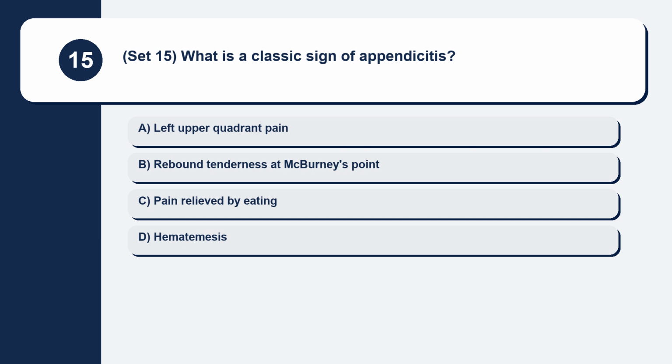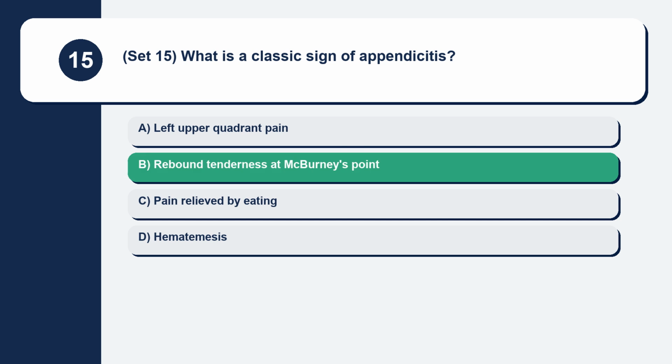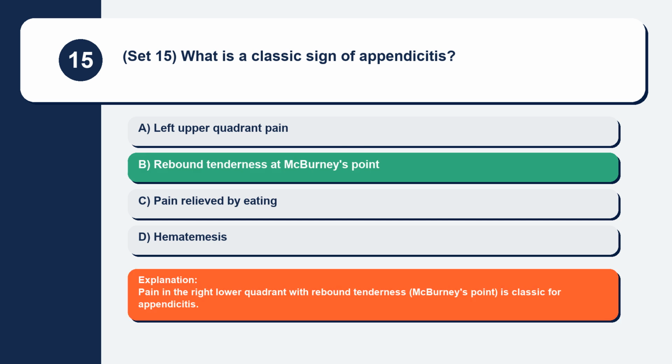Question 15. Set 15. What is a classic sign of appendicitis? Left upper quadrant pain, rebound tenderness at McBurney's point, pain relieved by eating, hemoptysis. Pain in the right lower quadrant with rebound tenderness at McBurney's point is classic for appendicitis.